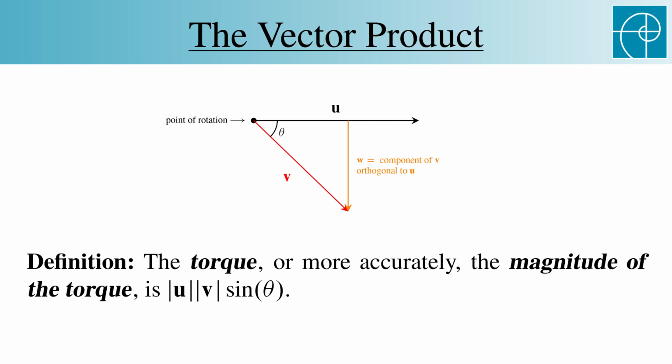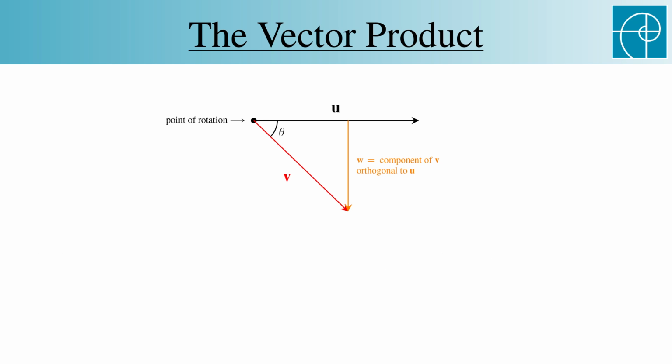We'll define the torque, or more accurately the magnitude of the torque, as the product of the magnitude of the position vector u and the magnitude of w, which we can write as the magnitude of u times the magnitude of v times sine of theta. We want to do a bit more, though, since we also want to indicate the rotation that would result from this force. In the case of this picture, w is pointing in a direction indicating that the position vector is rotating clockwise. We'll define the torque vector to be a vector along the axis of rotation.